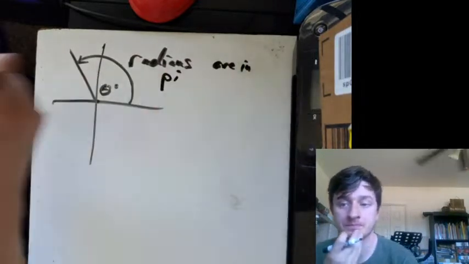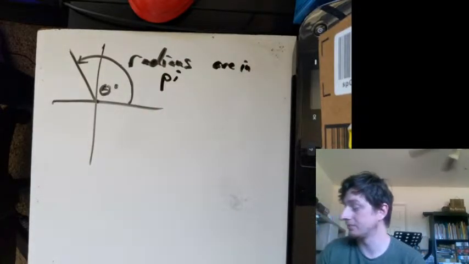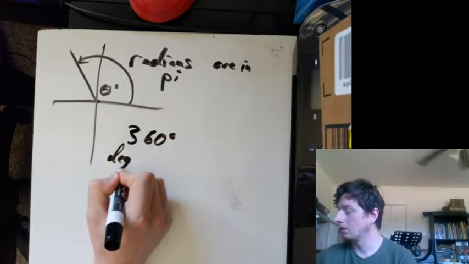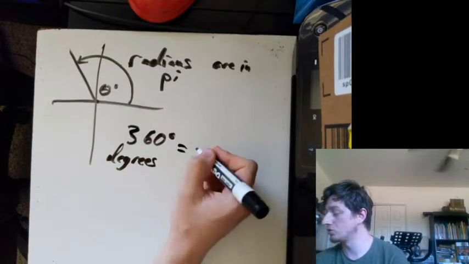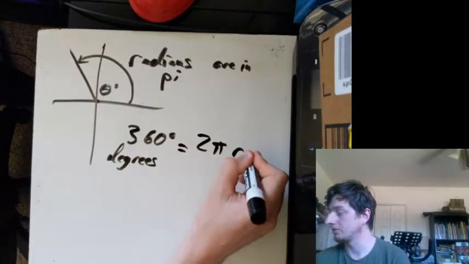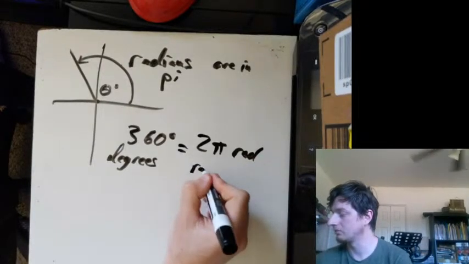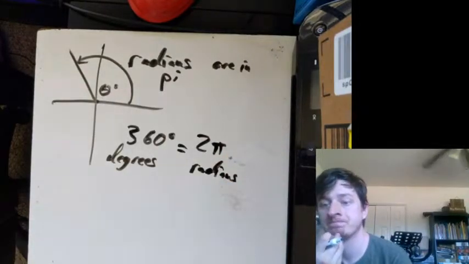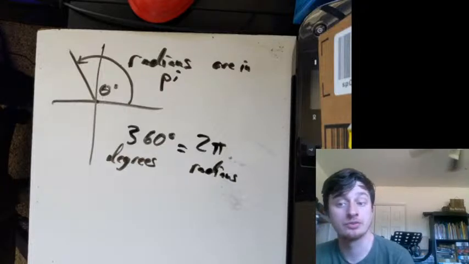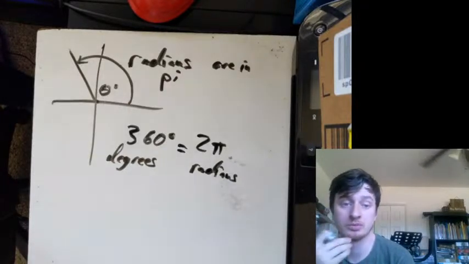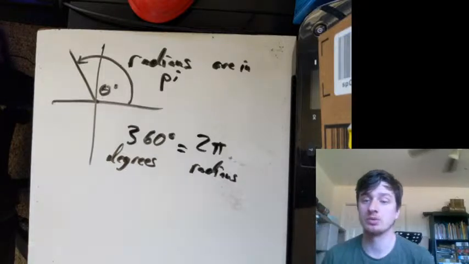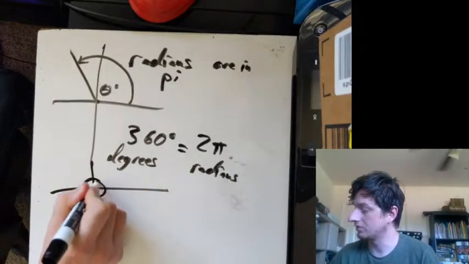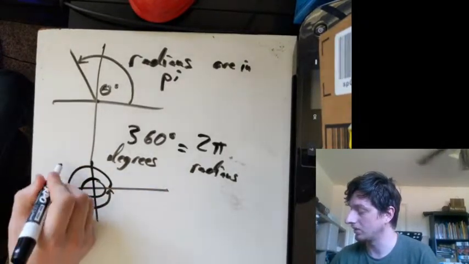We use pi. So 360 degrees, this is in degrees, is going to be the same as 2 pi radians. 360 is the same as 2 pi. Now, that's not the most useful formula when we're talking about converting, but this is the definition of what radians are. Okay, so when we're talking about a circle on our unit circle, we go all the way around. This would be 2 pi.